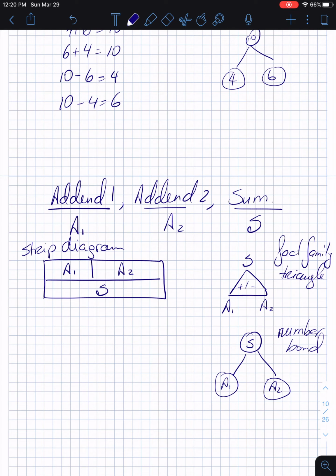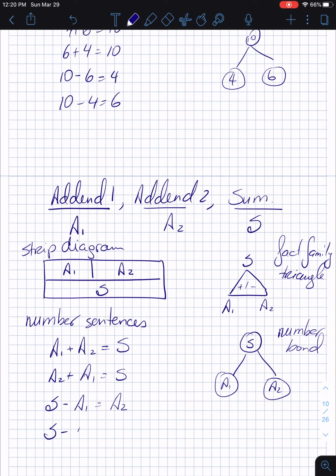All right, so then let's look at the number sentences. So one of the number sentences will be addend 1 plus addend 2 equals sum. And of course, addend 2 plus addend 1 equals sum. For subtraction, well, we can take the sum and we can take away the addend 1 to get addend 2. Or we can take the sum and take away the addend 2 to get addend 1.